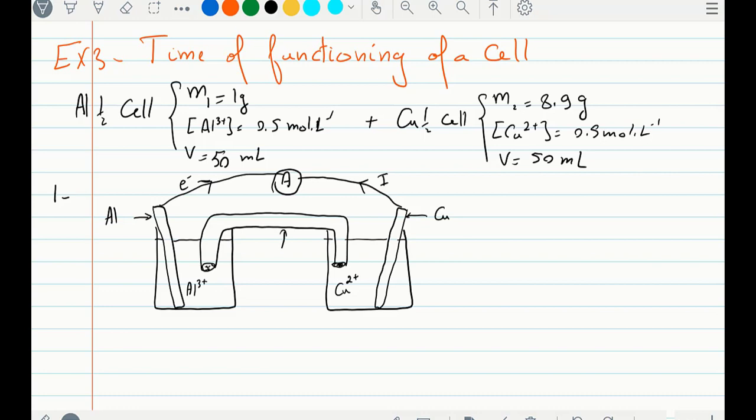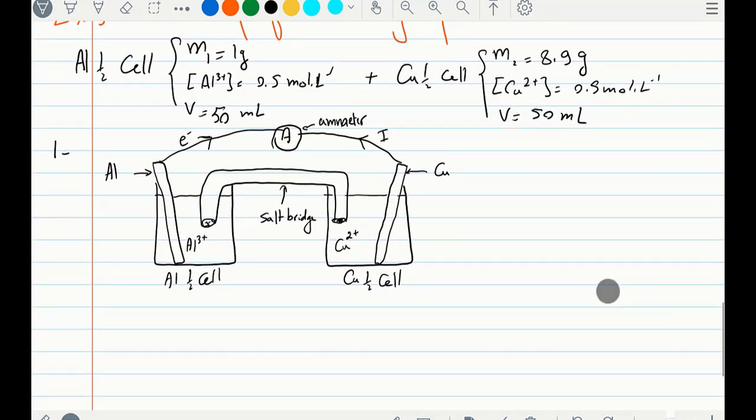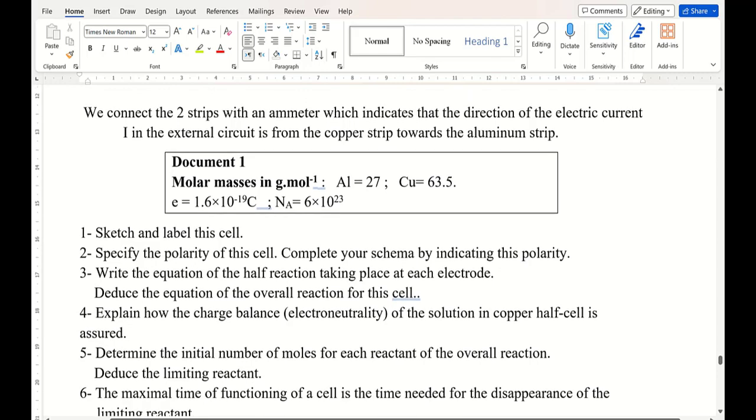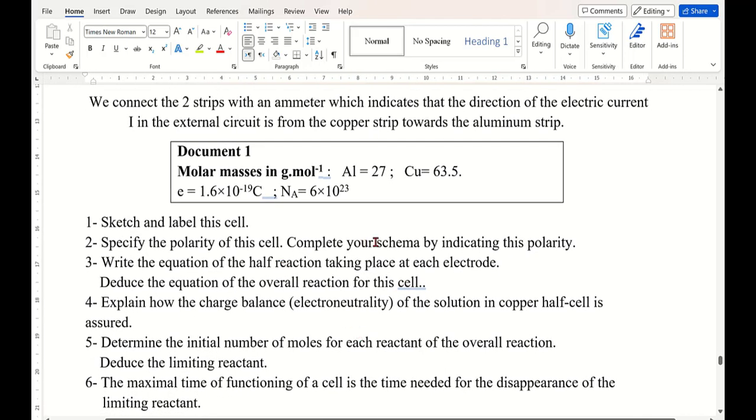This is the salt bridge. This is the ammeter. This is the Al half cell and Cu half cell. It remains the polarity of the cell: anode, cathode, negative pole and positive pole. In part 2, specify the polarity of the cell. Complete your schema by indicating this polarity.